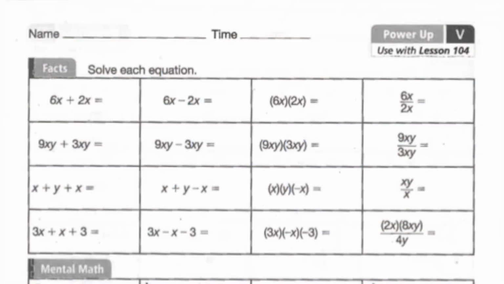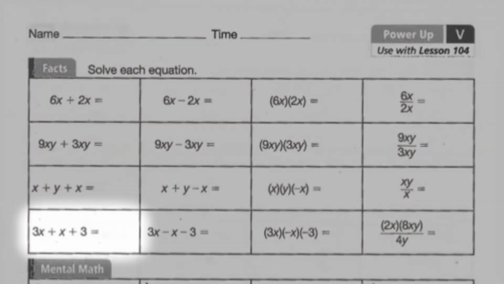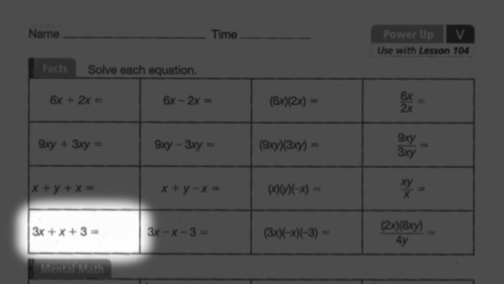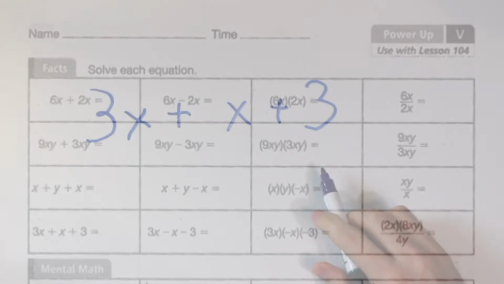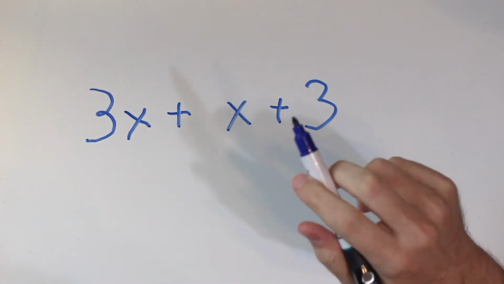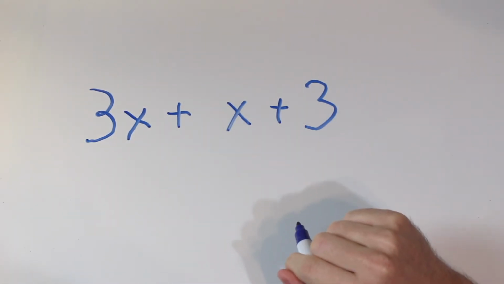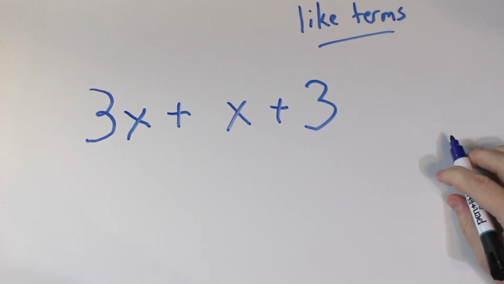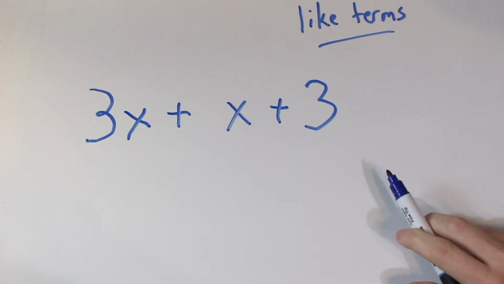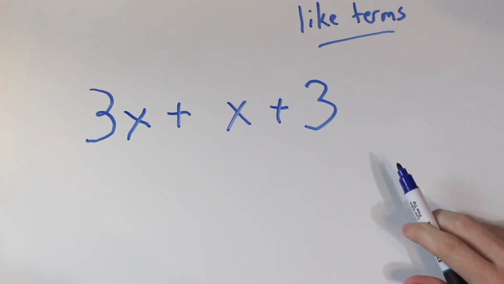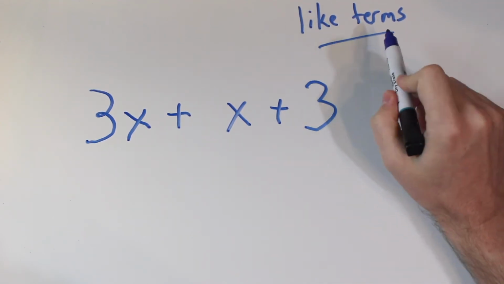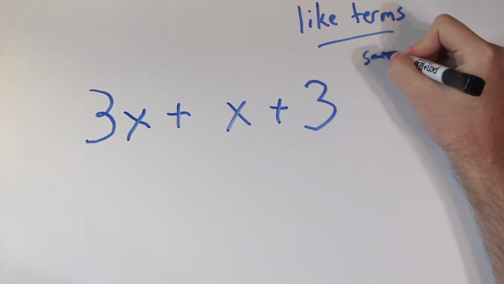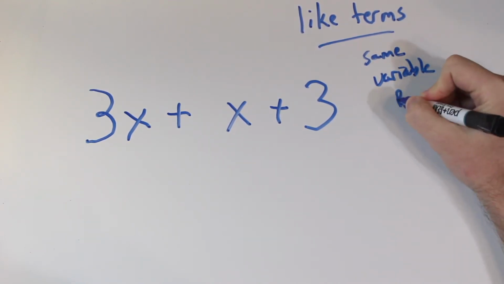Now the problems get a little bit trickier. Up first, we have 3x plus 3. To solve this one, I want you to think about what you learned in a previous lesson about like terms. Do you see any like terms here? Remember, like terms are terms with the same variable part.